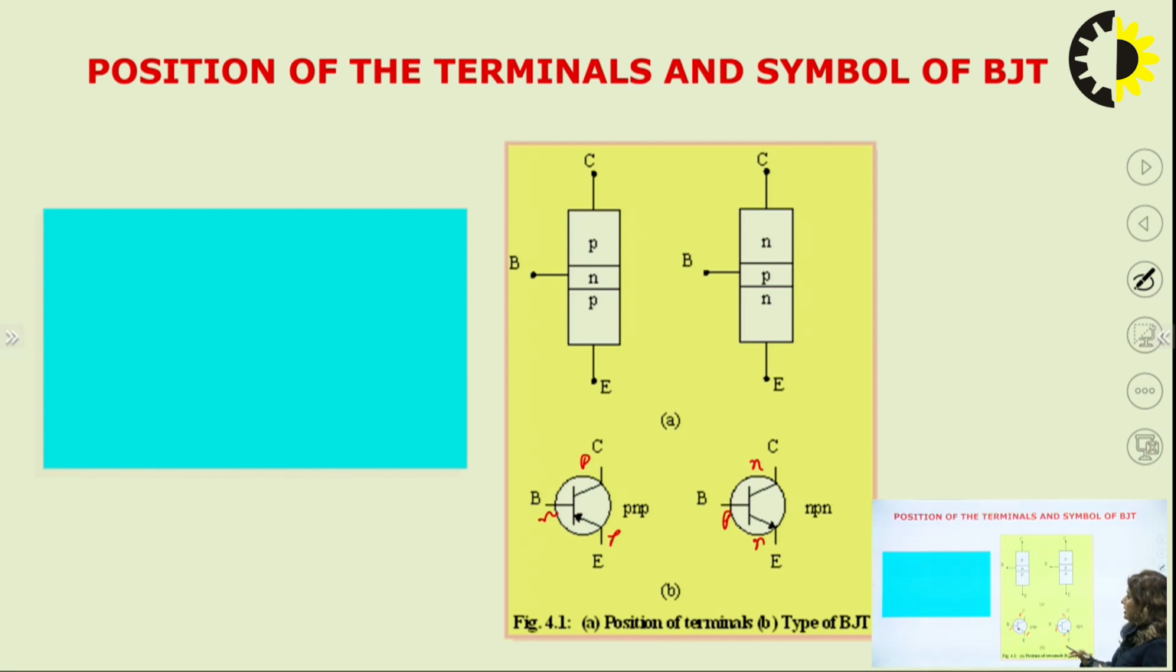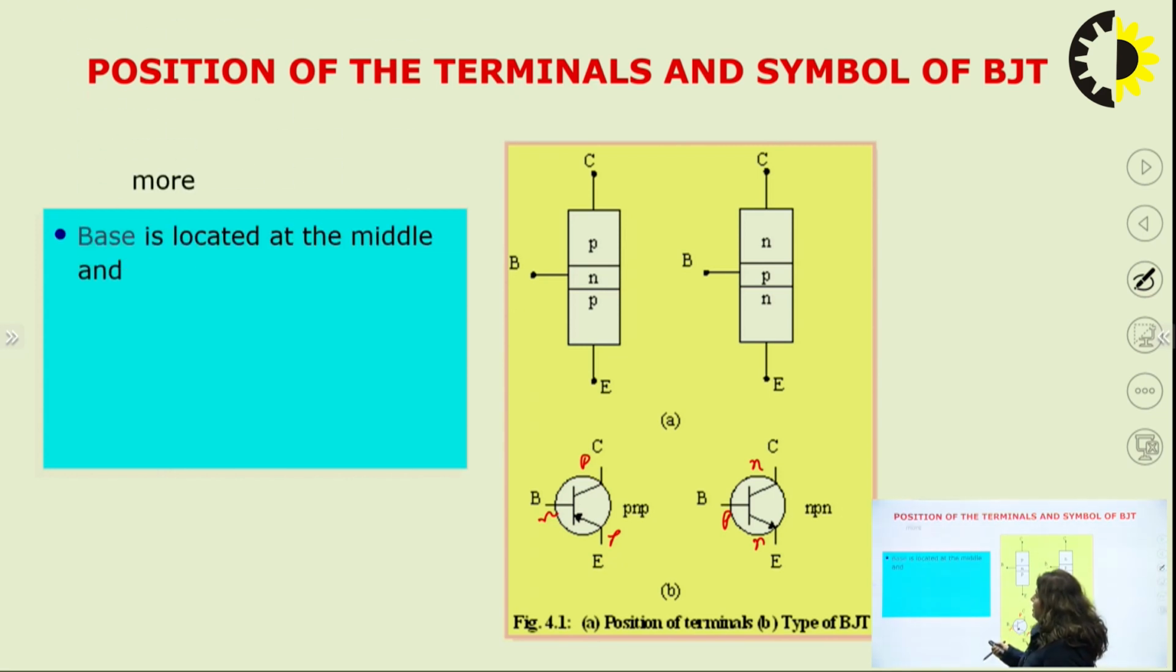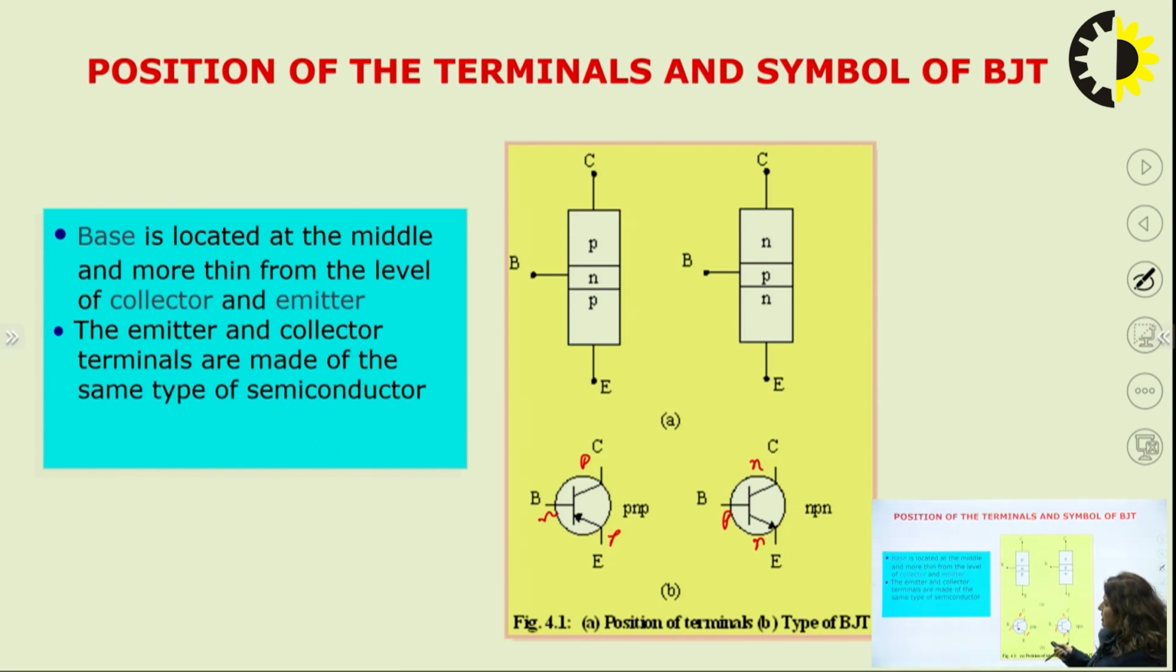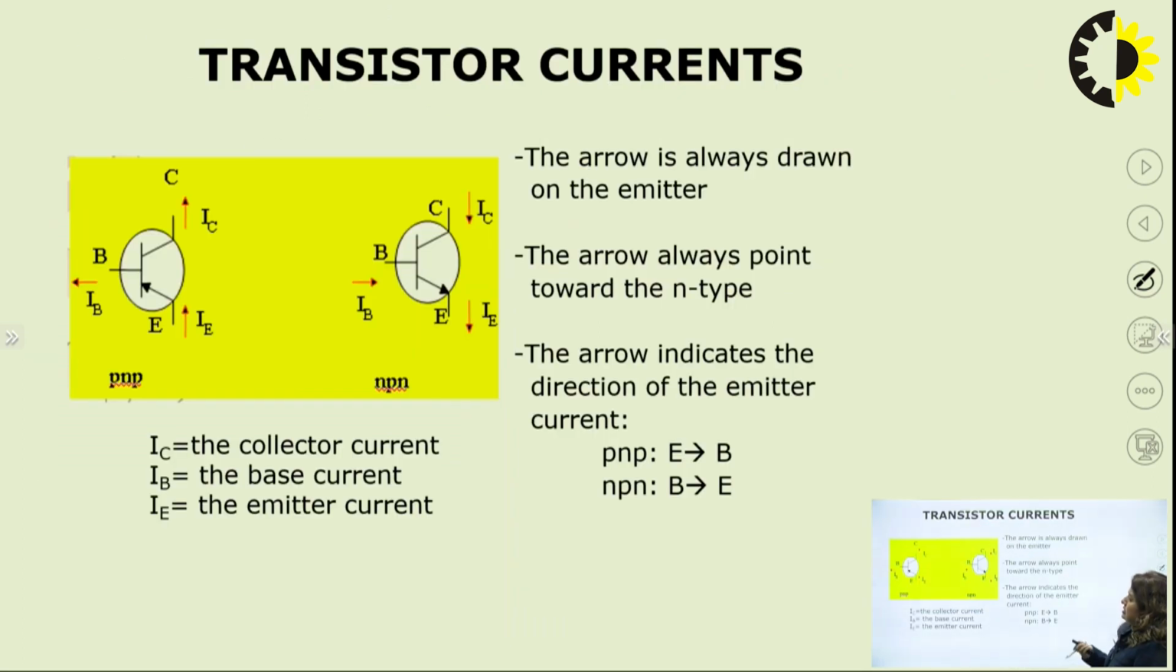From emitter to base the current is flowing in the PNP type of transistor, and from base to emitter the current is flowing in the NPN type of transistor. So here the base is located in the middle and is thinner than the collector and emitter. The emitter and collector terminals are made of the same type of semiconductor material, while the base is of the other type of material.